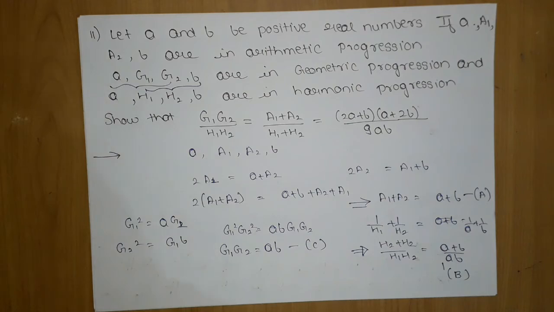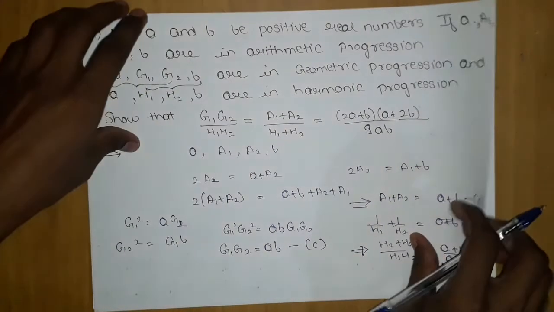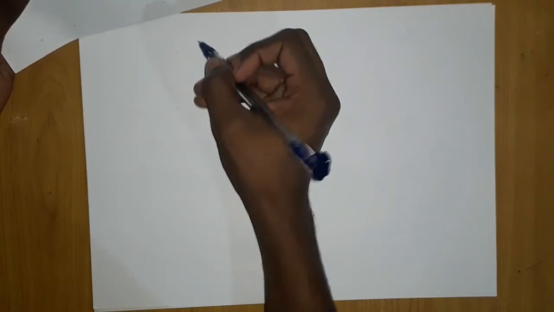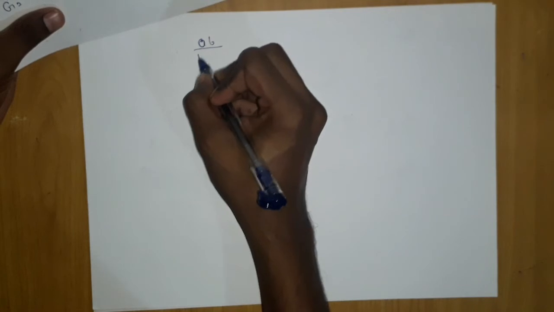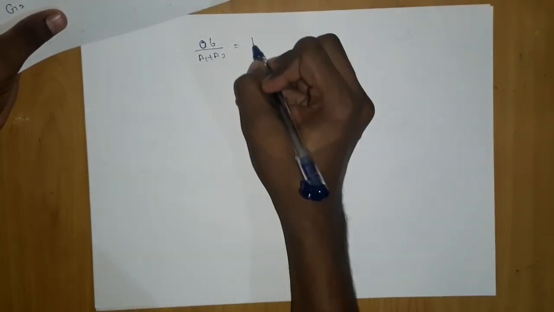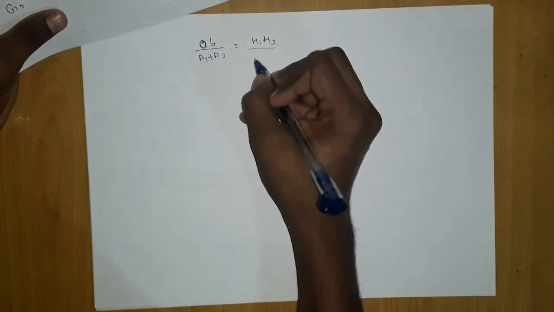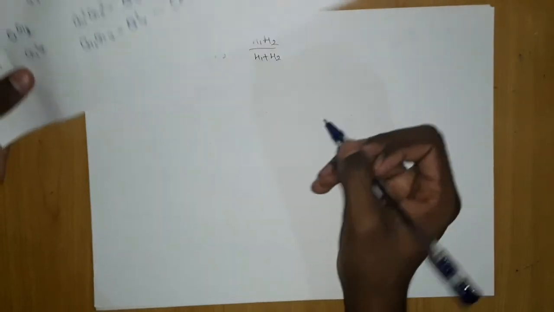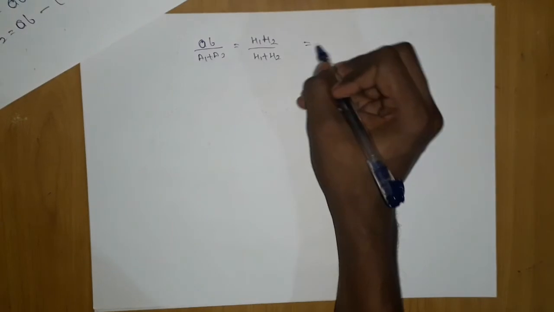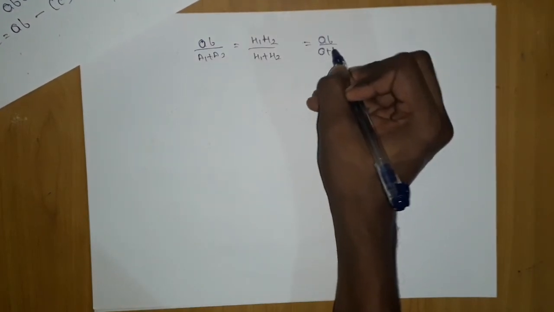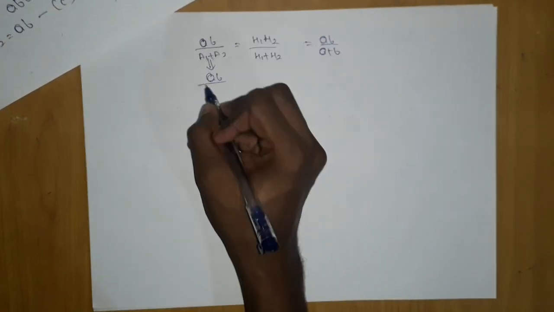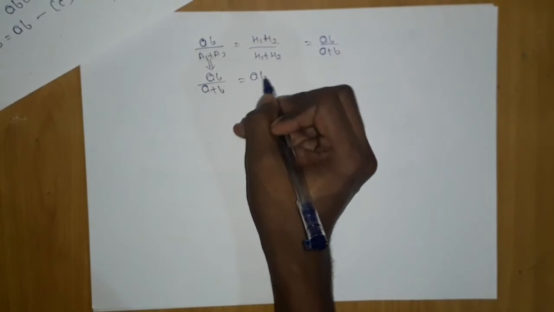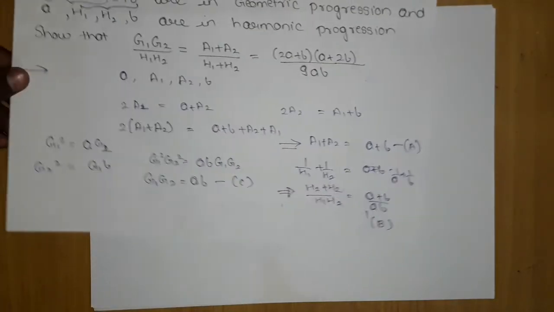Now after this, what we can do? We want to prove they are equal. How can we prove this? g1 into g2 is what? ab. And if I move a1 plus a2 here and h1 into h2 upon h1 plus h2 here, they are asking the reverse. It will be equal to what? ab upon a plus b. And a1 plus a2 is nothing but a plus b. So aren't they equal? a plus b upon a plus b.